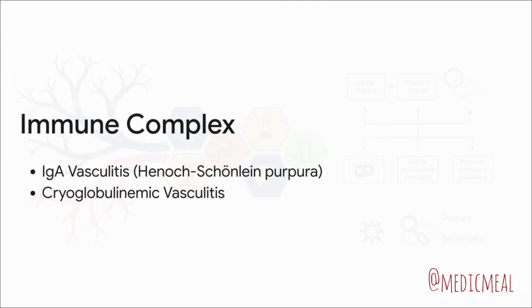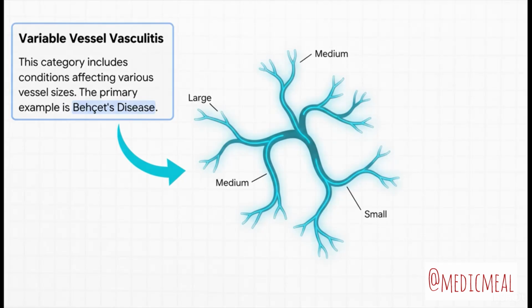Now for the second group of small vessel diseases. These are driven by immune complex deposition. The two big examples here are IgA vasculitis, which you definitely still see called by its old name, Henoch-Schönlein purpura, and cryoglobulinemic vasculitis. And hey, just to make sure we've covered all our bases with the Chapel-Hill framework, there's one more category for conditions that just don't play by the rules: variable vessel vasculitis. The classic example here is Behçet's disease, definitely one to keep in the back of your mind.